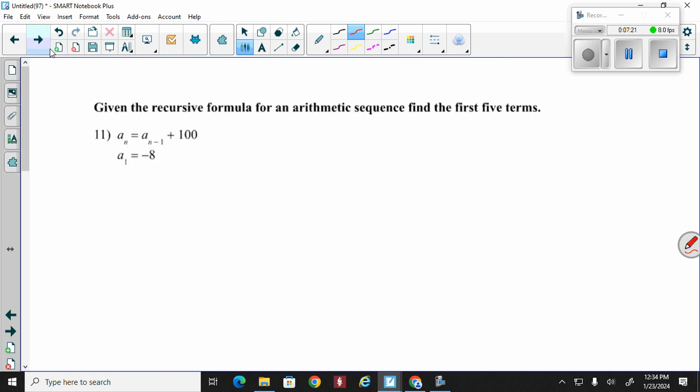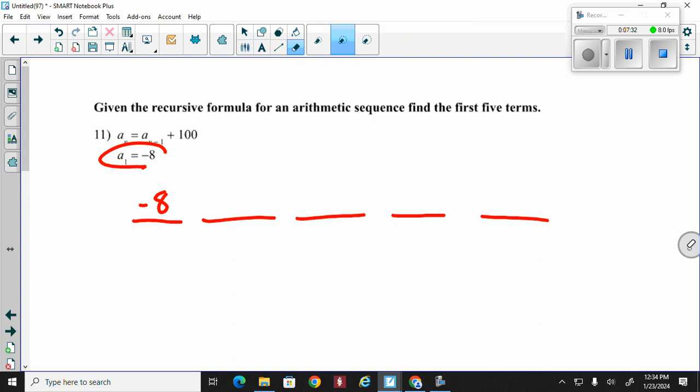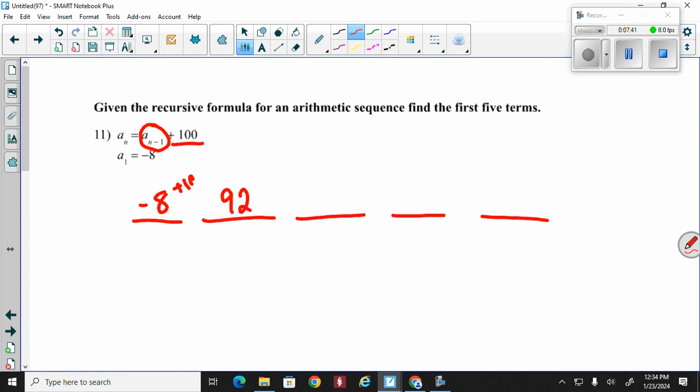All right, next is given the recursive formula for an arithmetic sequence, find the first 5 terms. So 1, 2, 3, 4, 5. Notice that a of 1 is negative 8. That's my first term, okay? Now, it says in my recursive formula, I'm going to take the previous term and add 100. So that means I'm adding 100 every single time. So add 100, just so you can see what I'm doing. I'm going to add 100. I'm not going to do this the whole time. 192, 292, and lastly 392. There we go. All right, moving on.